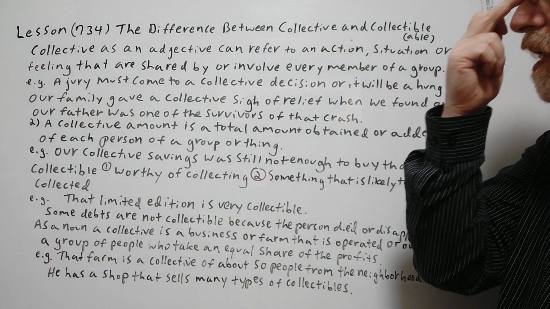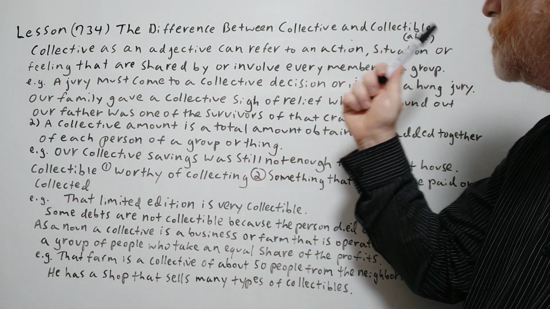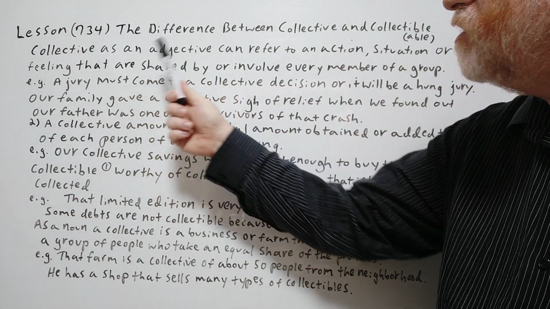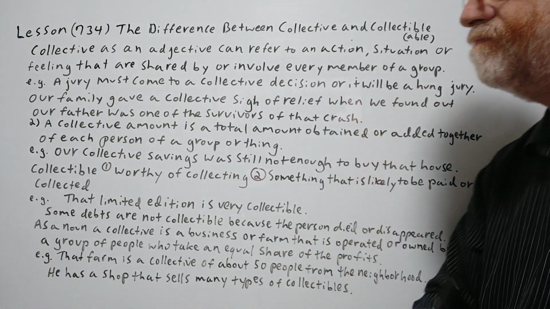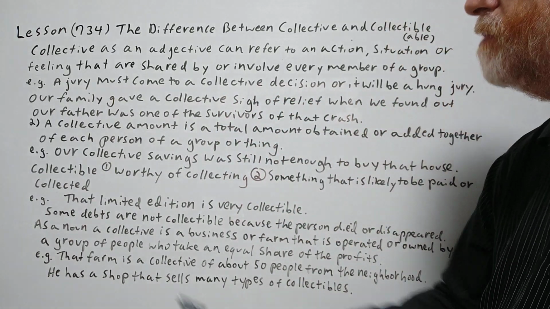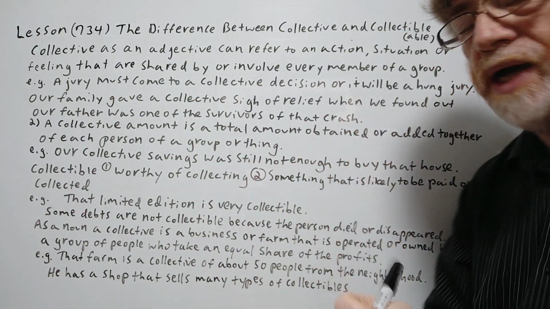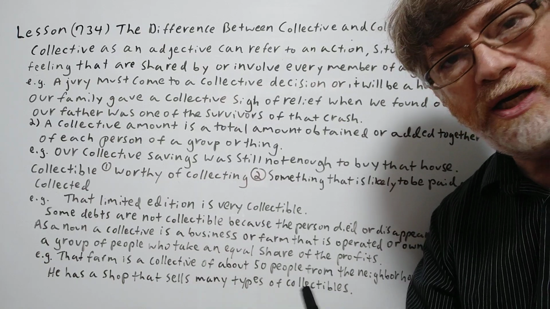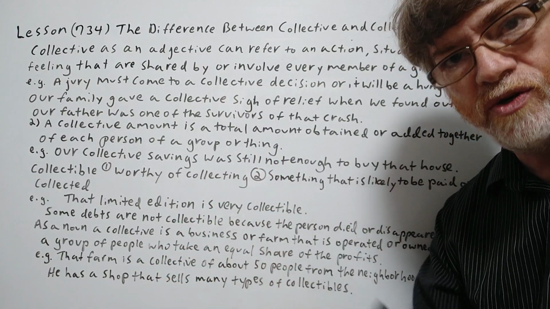Let's get right to it. All right, now collective as an adjective can refer to an action, situation, or feeling that is shared by or involves every member of a group. And we got two examples for this one. A jury must come to a collective decision, or it will be a hung jury. A jury that can't have everybody agree ends up being a hung jury.